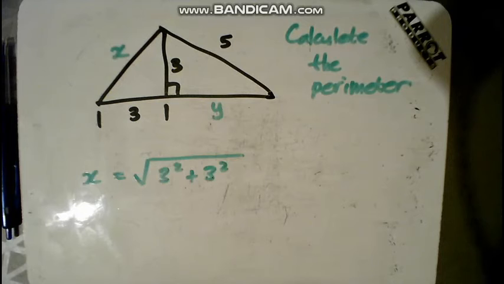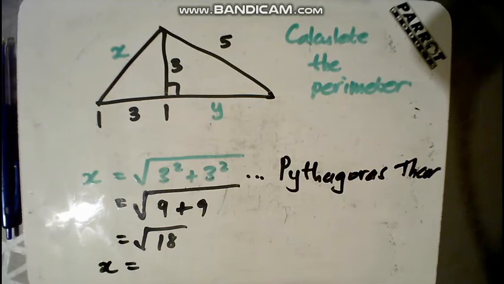Alright, so if you look at it, X is the longest side of the triangle on the left hand side. If it's the longest side, we add the other 2 sides up after we square them, and that is Pythagoras theorem. Do not forget to write the reason. Right, 3 squared is 9, so that's going to give us 18. Square root of 18 on your calculator will give you the answer.